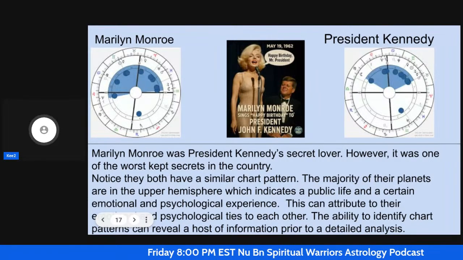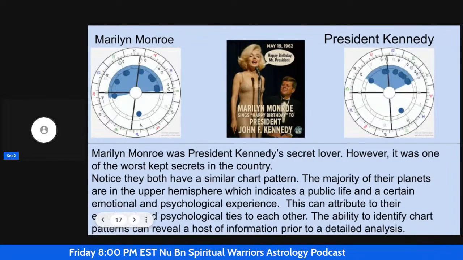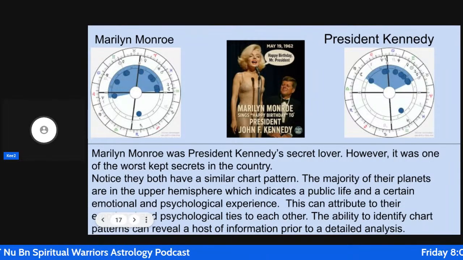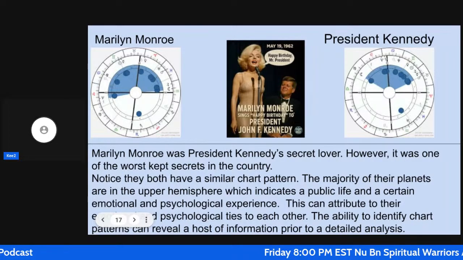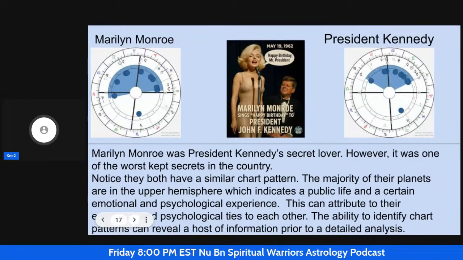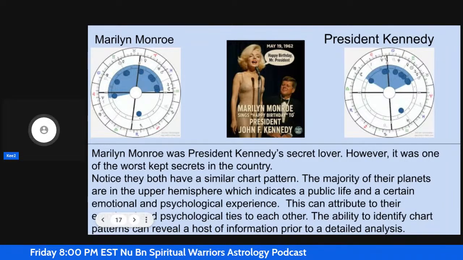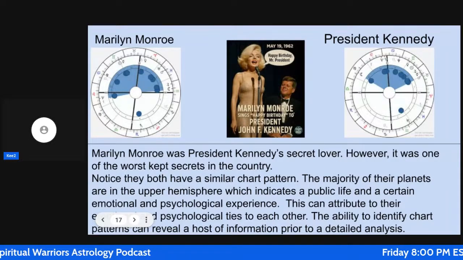The ability to identify chart patterns can reveal a host of information prior to a detailed analysis. Now, later on, we will be doing detailed analysis. But some of this information right here is like scanning when you're reading a book, where you just scan through the book to get a feel of what the book is about.